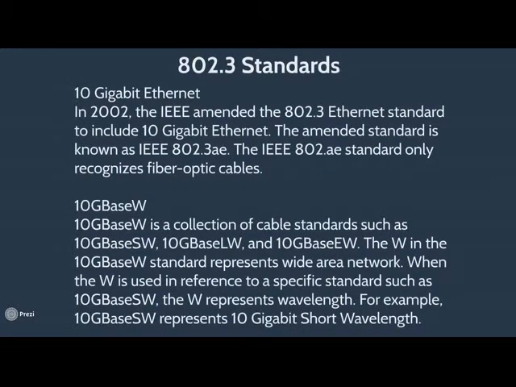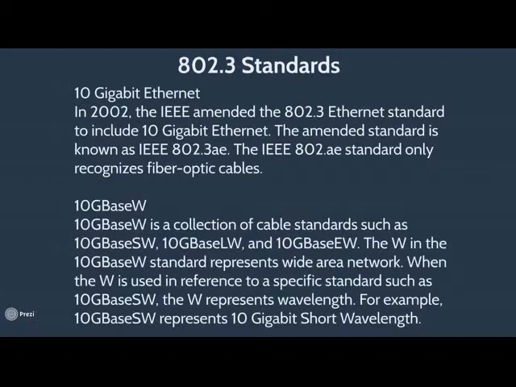In the 1990s, the IEEE amended or modified the 802.3 Ethernet standard to include gigabit Ethernet. The amended standard is known as IEEE 802.3Z. In 2002, the IEEE amended the 802.3 Ethernet standard to include 10 gigabit Ethernet. The amended standard is known as IEEE 802.3AE. This standard only recognizes fiber optic cables.